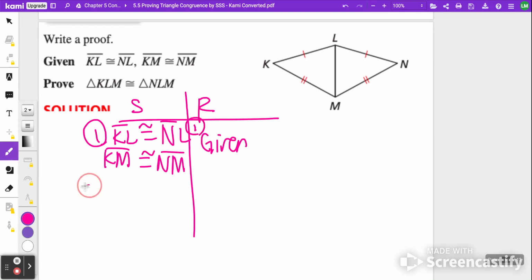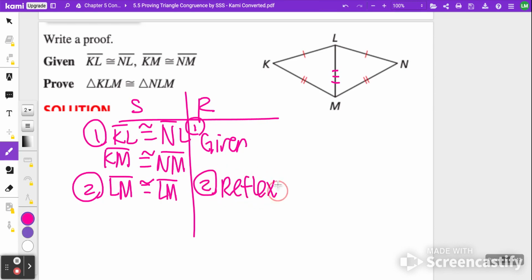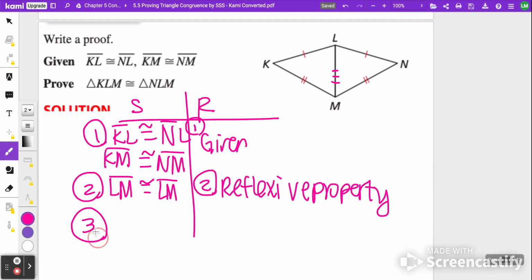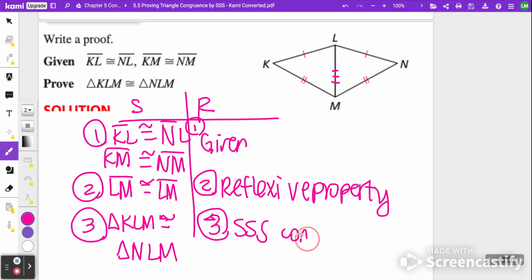Okay. The next statement you might want to look at: I'm already given two congruent sides, but what about this third one right here? I know that LM is a shared side for both triangles, so I can say LM is congruent to LM, and that's just using the reflexive property. So now that I've proven all three matching sides are congruent, I can say triangle KLM is congruent to triangle NLM by using the side side side congruence theorem.